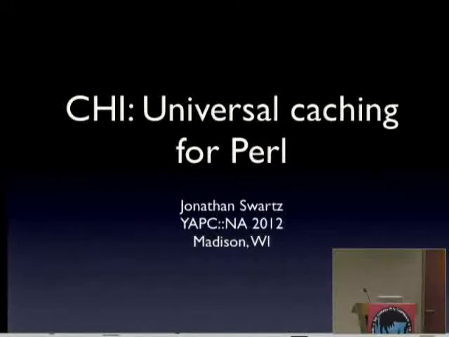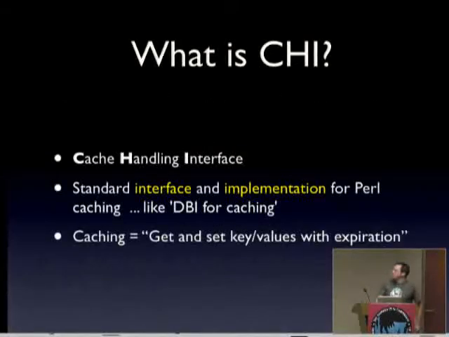So this is a talk about a module called Chi. Some people call it CHI. Some people call it Chi. Really doesn't matter when you type it, but I always call it Chi. And this is a universal caching module for Perl. And I'm going to talk about introducing the module for people that don't know what it is, and then talk about just a grab bag of features in it. Like I said, I have more than enough material for this, so I'm going to try to pick my features wisely.